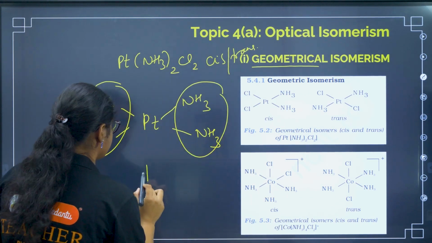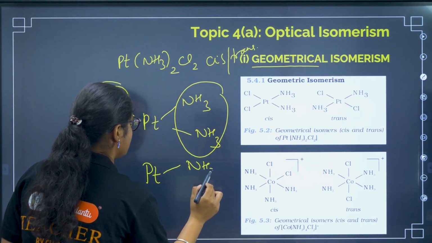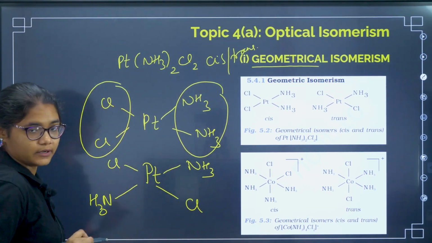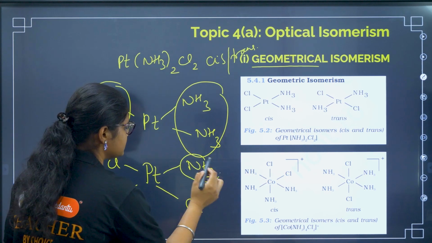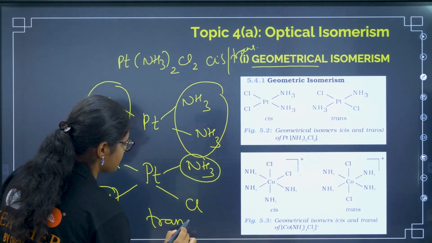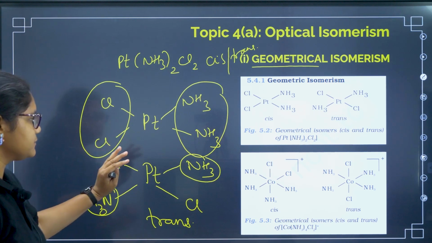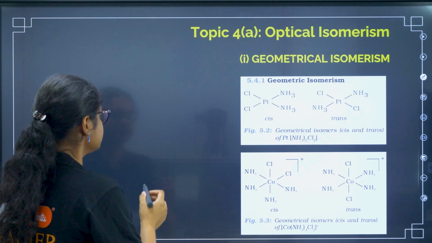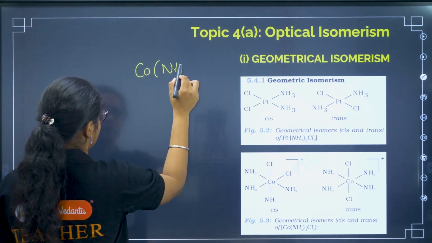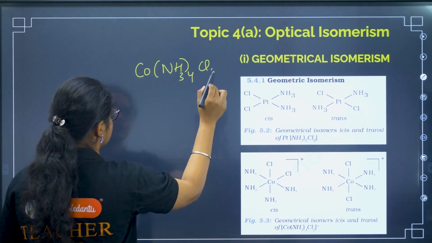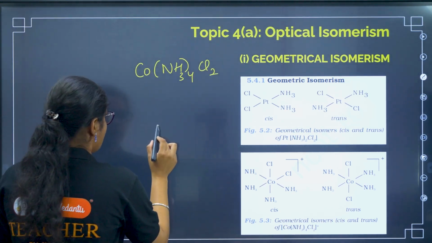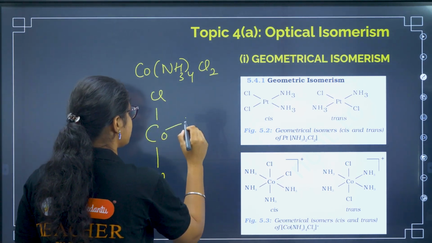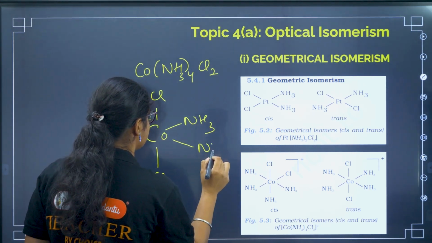Now if I want, I'll take it like this: platinum, this side NH3 and the opposite side is another NH3, this side chlorine and this side chlorine, right? So if we get this one, 2 NH3s are on opposite sides, so this is your trans geometry. Okay, so this example is clear. Now we'll go to a little complex example. Another example is with coordination number 6, Co(NH3)4Cl2. Whenever you want to do trans, take these 2 positions as chlorine. The 2 chlorines are on opposite sides and then NH3s are on one side.